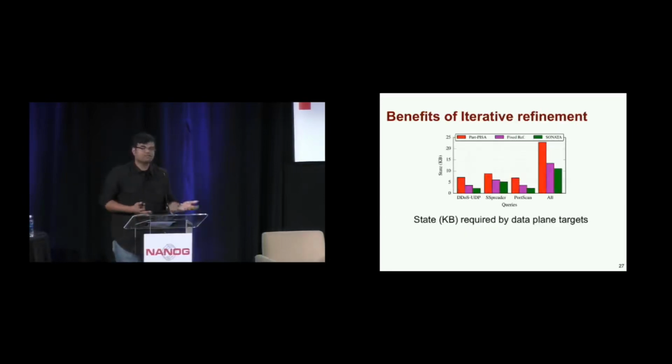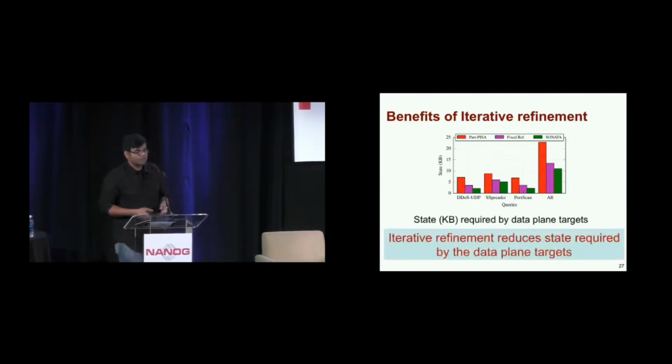The second is the benefit of iterative refinement. We compare it against solutions in which you don't do iterative refinement, or you don't do any kind of learning and just have a static way of refining the query. We show this in terms of the amount of state that is required at the data plane. What we are able to show is that if you do iterative refinement, it reduces the state required by the data plane targets.